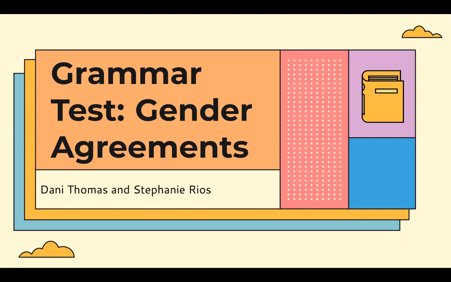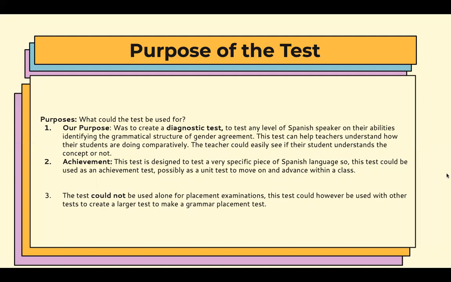So we are Stephanie and Dani, and we did a grammar test for gender agreements in Spanish. So the purpose of our test, it's used as a diagnostic test. It's used to test a level of Spanish speakers and their abilities to identify the grammatical structure of gender agreements. This test can help teachers understand how their students are doing comparatively. The teacher could easily see if their student understands the concept or not.